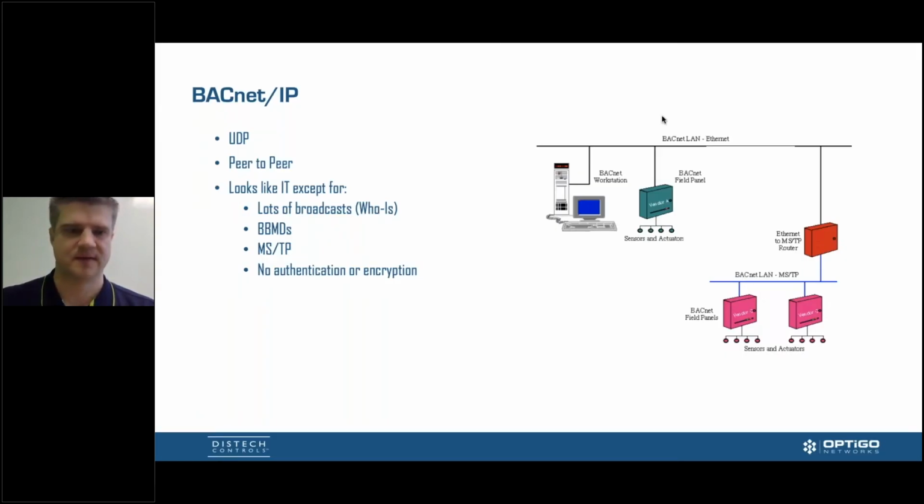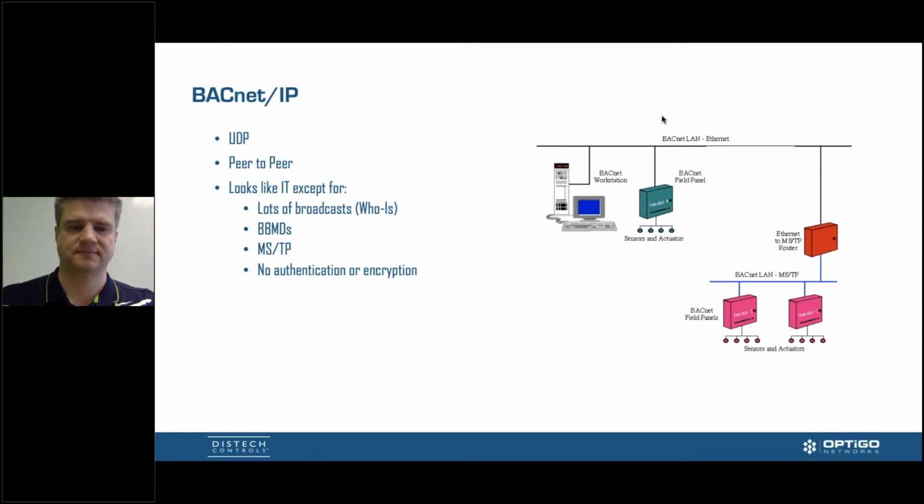Okay, so we've kind of touched a little bit already on BACnet. We'll talk a bit about BACnet over IP. This is BACnet over IP using UDP for most of our transactions. Peer-to-peer communication. It looks like IT, so it's going to have the same kind of physical topology, physical connections. We're going to use the Optigo switches. We'll use the one server, and the devices will be connected directly to that bus. We saw that earlier.